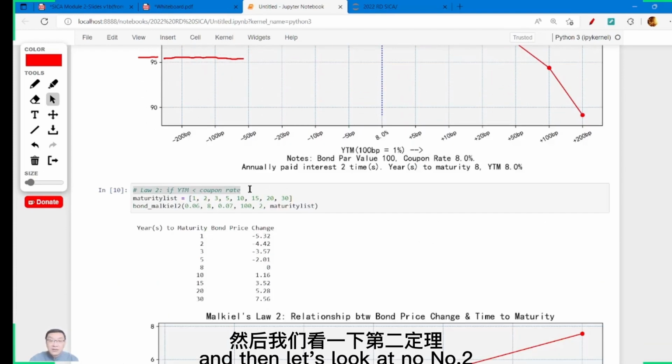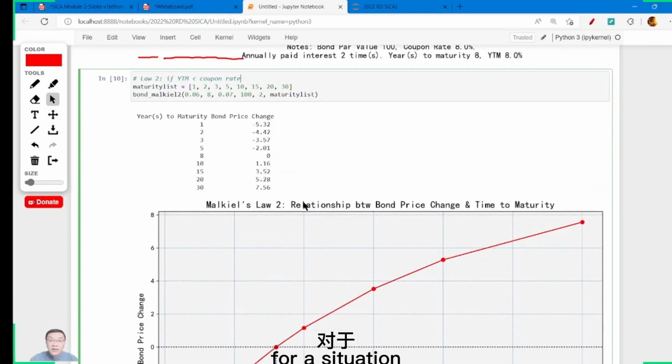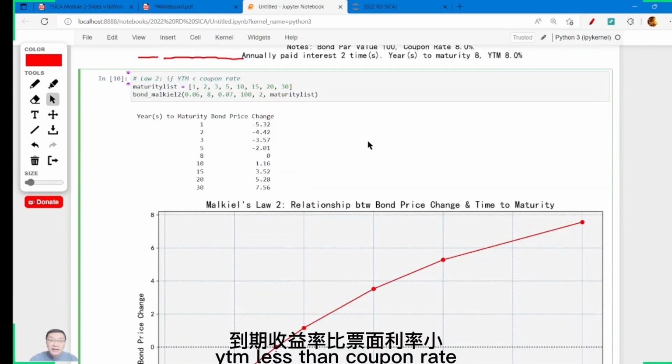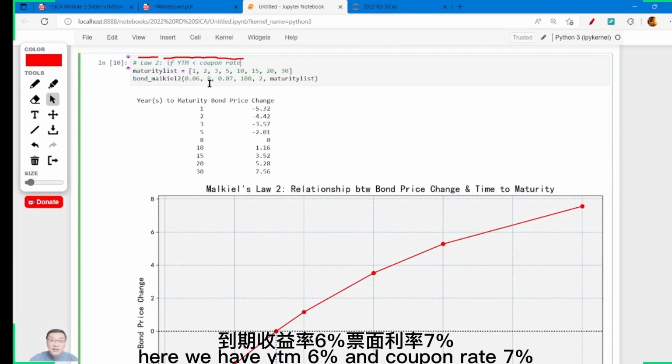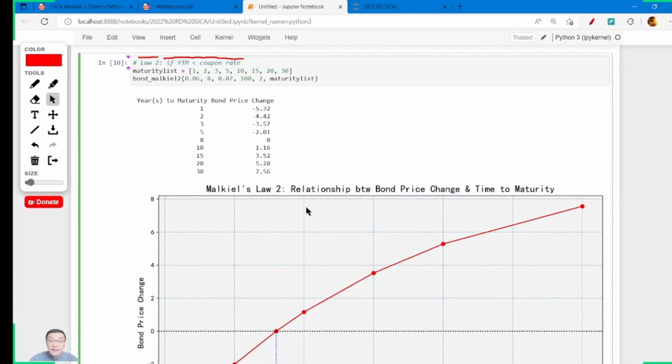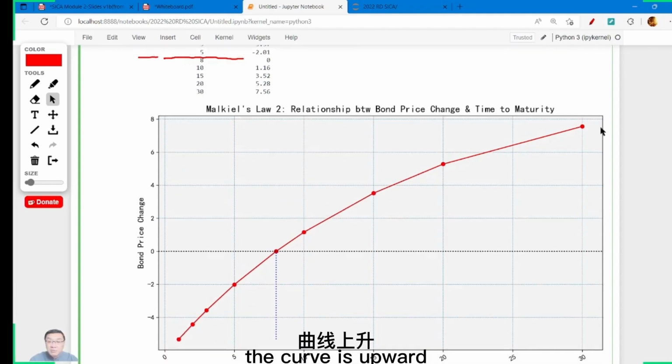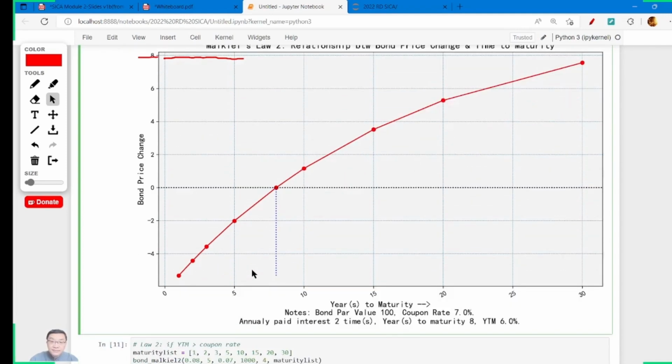And then let's look at law number 2. First situation, YTM less than coupon rate. Here we have YTM 6% and coupon rate 7%. The curve is upward.